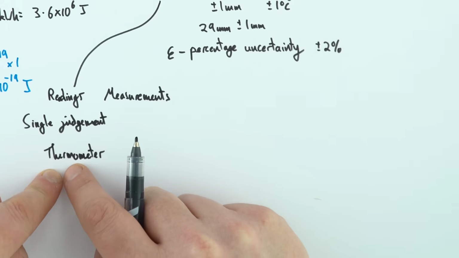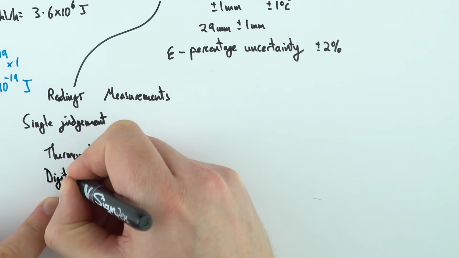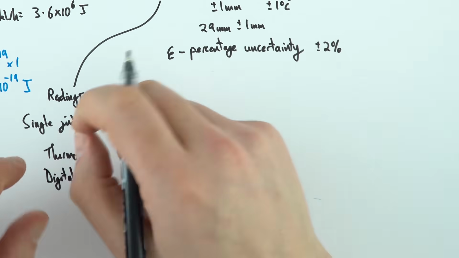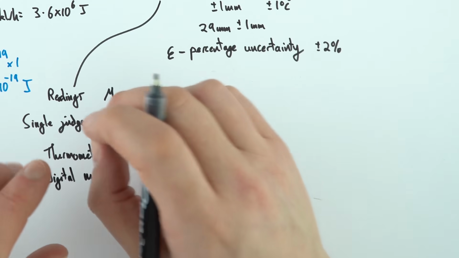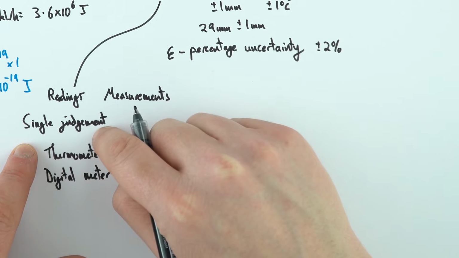So this works if you've got things like thermometers. It also works if you've got a digital meter, so maybe an ammeter, a voltmeter, or something like that. You don't know the 0 point, but you plug it in and it might say 2.85 volts. Okay, and what you're doing there is you're just looking at a single judgment.